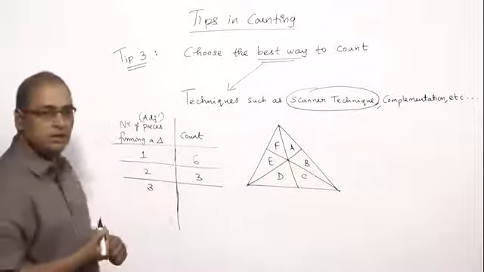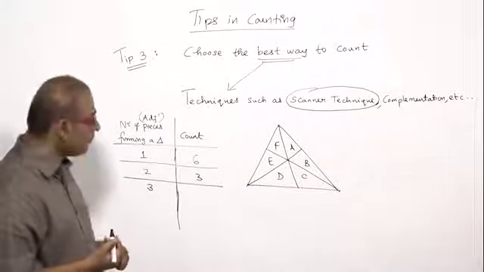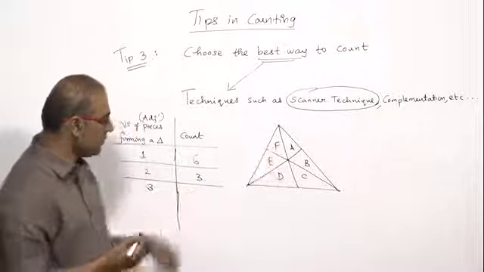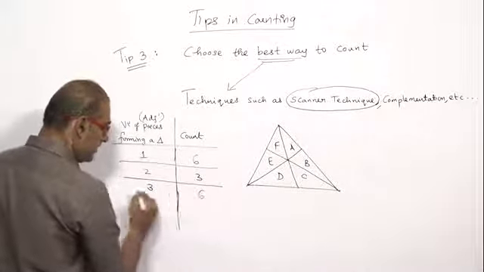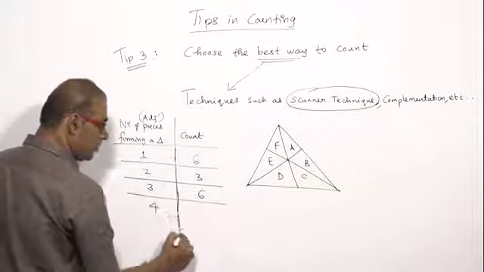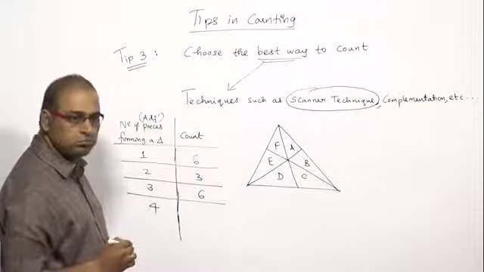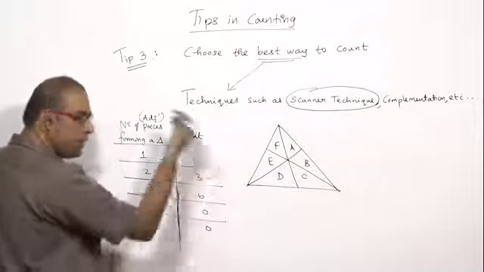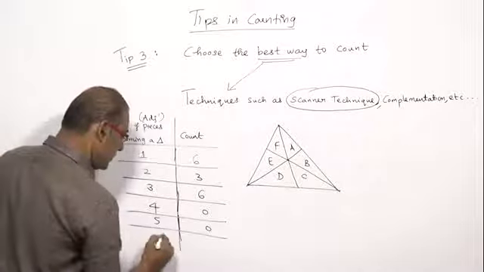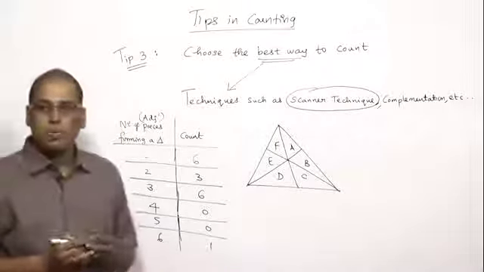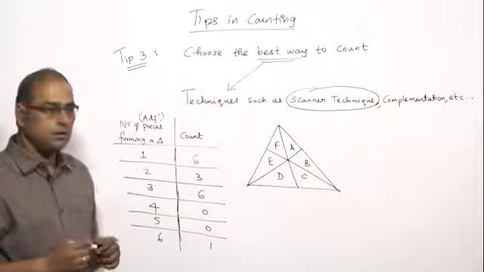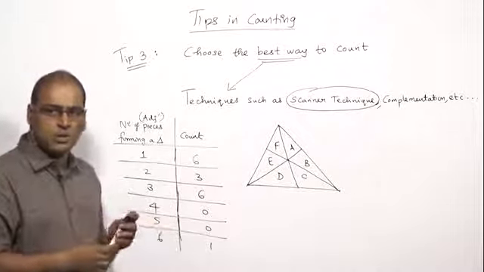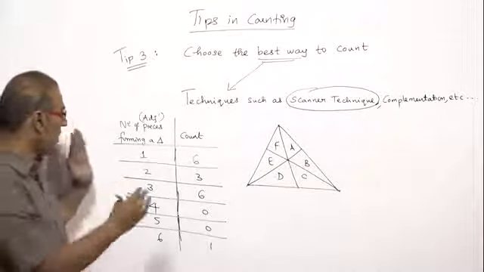Then 3. You get A, B, C; B, C, D; C, D, E; F, A, B. Then 4. No triangle. 5 also, because it's like you are removing one piece. 6. So how many you get? Understood or not?